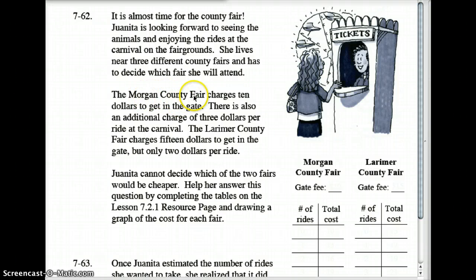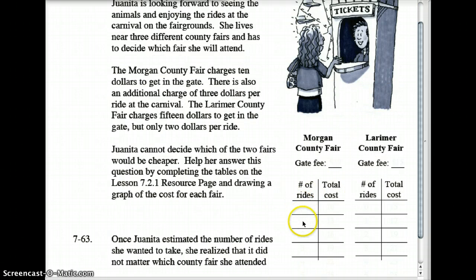The Morgan County Fair charges $10 at the gate to get in. So just to get into the fair, they're going to charge $10. And then when she wants to go on rides, they're going to charge her $3 per ride. So the question becomes, how much does that cost? The gate fee is $10, and then it's $3 per ride.